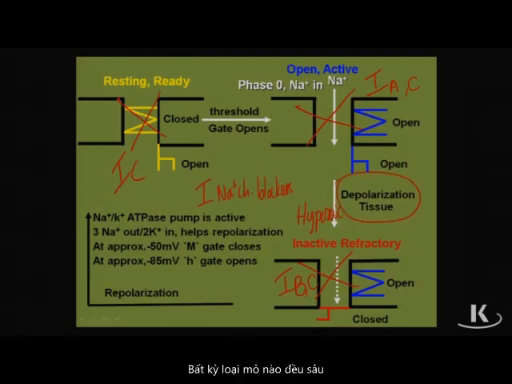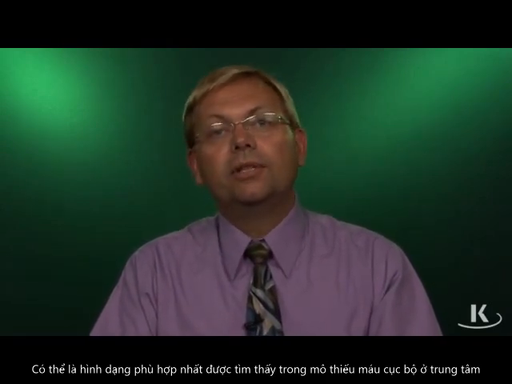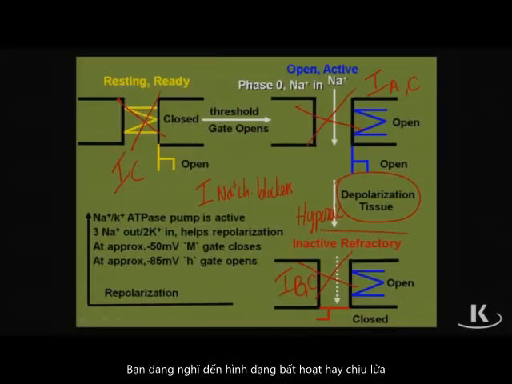And if hypoxic tissue is depolarized tissue, which of these 3 shapes might be the most relevant shape to be found in that ischemic tissue in the heart of your patient? Are you thinking the inactivated or refractory shape? If you are, you're on the proper track here.